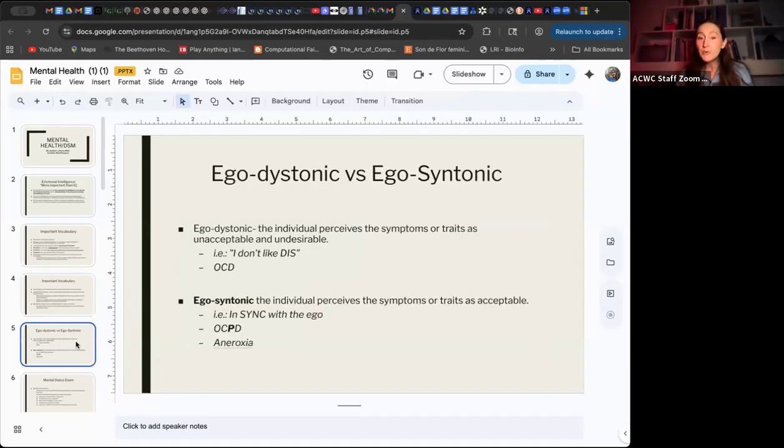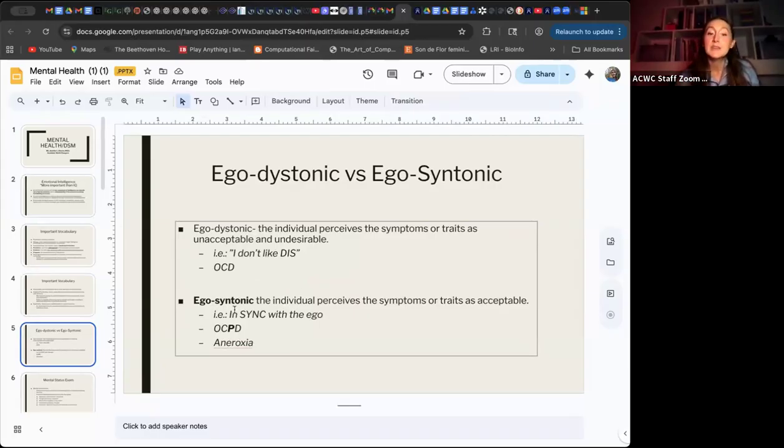Now, some more important words that can definitely show up, like I've seen these frequently, would be ego dystonic and ego syntonic. So if it's ego dystonic, I like how Coach Jen says this: I don't like this, I don't like it. So it's like OCD. The person knows they have it, they're very aware, and they're miserable. A lot of times they want to get help, because they are miserable.